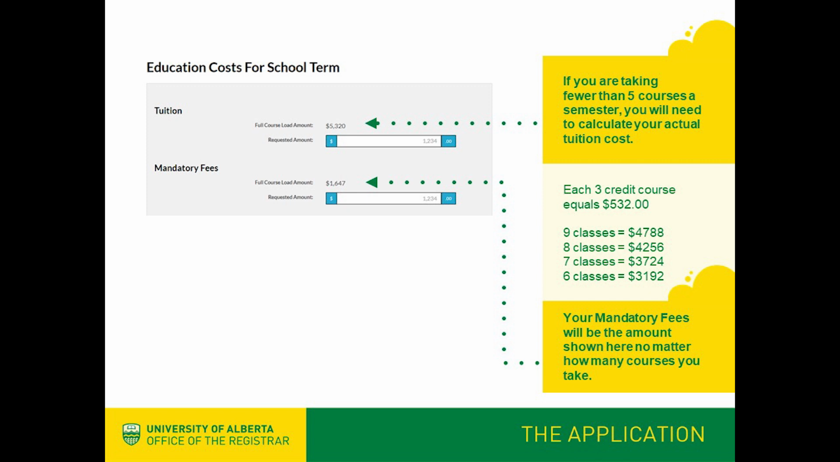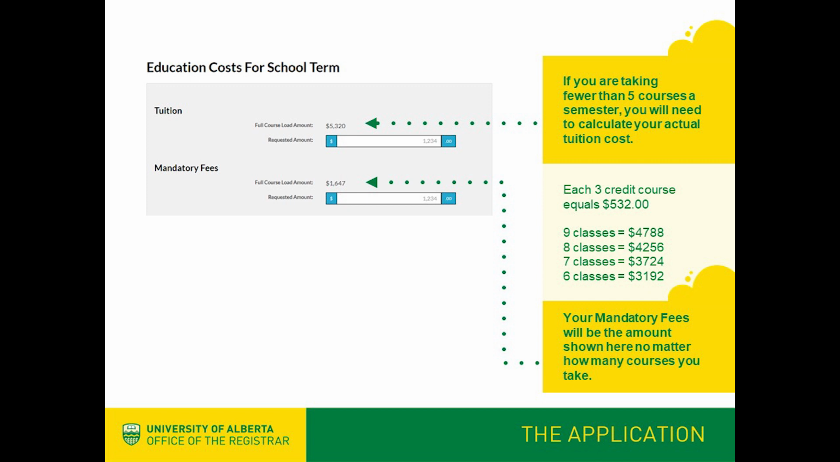For example, if you're an undergraduate student and you are taking 4 courses a semester and a total of 8 for fall and winter, you will need to multiply the number of courses by the cost of each course, which is $532. In this example, it would be 8 times 532. If you're taking 3 courses a semester, it would be 6 times 532.